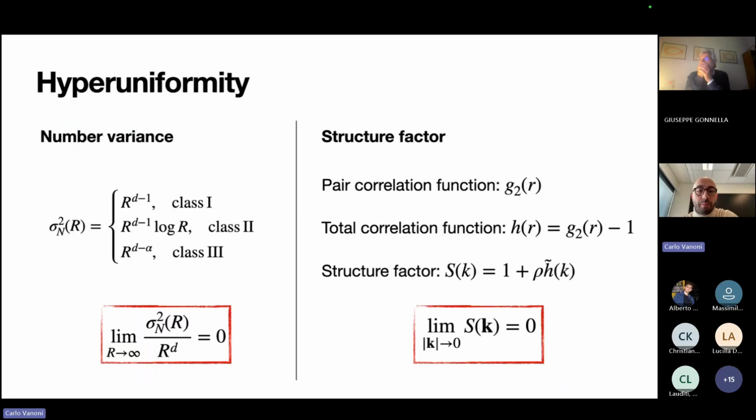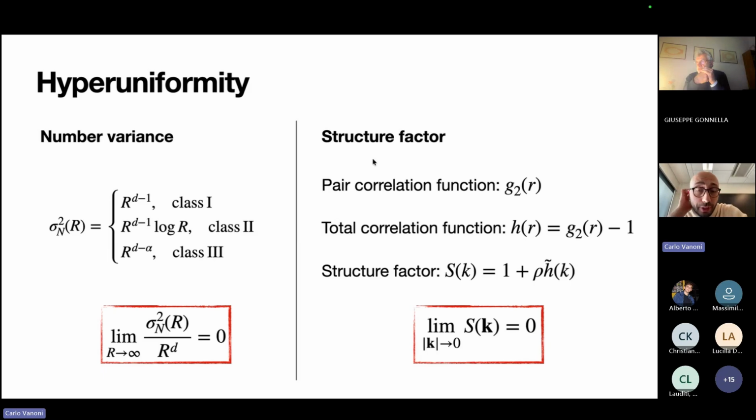So in a bit more precise way, the definition of hyperuniformity is that the limit for large R of the number variance divided by the volume goes to 0 in the limit of infinite R. And you can classify different types of hyperuniformity. We have class 1, in which you have a disordered configuration scaling like the surface. Then you can have a log correction, and that is what we call class 2. And then you can have something which is generally in between, and this is what we call class 3.